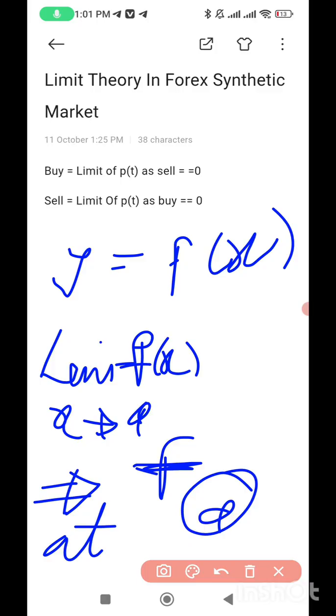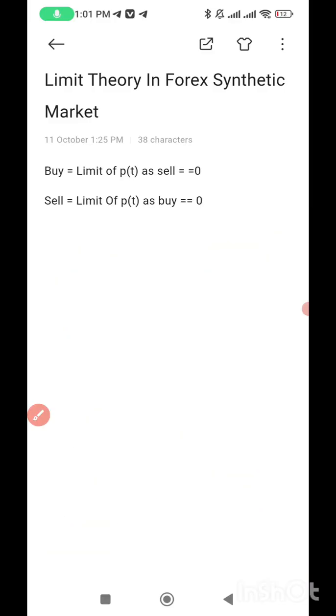The advanced or physical representation of this is more complicated, which I'm not going to go into because you don't actually need it, but the real application is what you need. So right here, a buy is the limit of the price function, P of t is the price function, as the sell function approaches 0, and the sell is the limit of the price function as the buy function approaches 0.